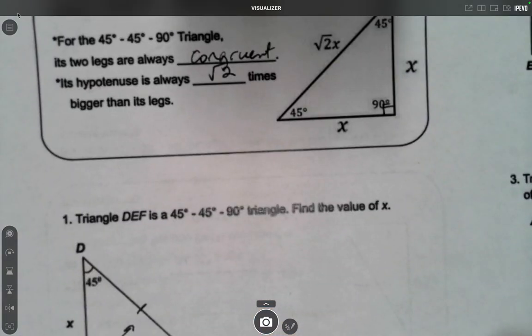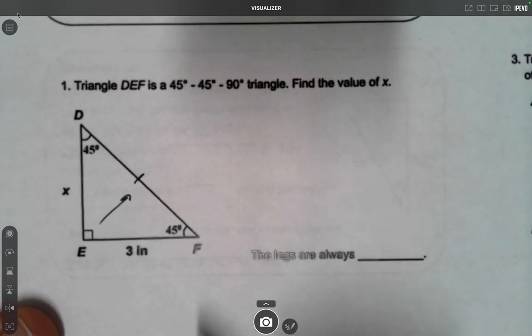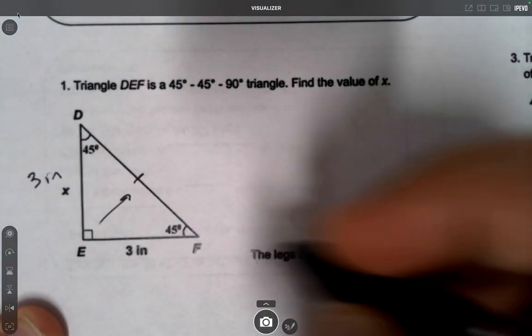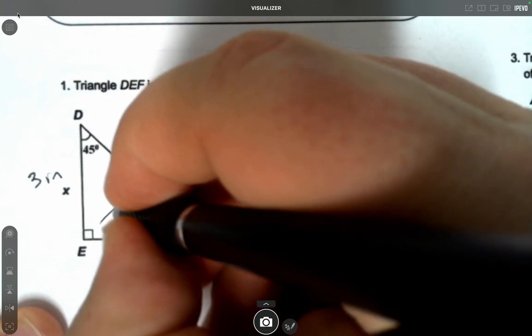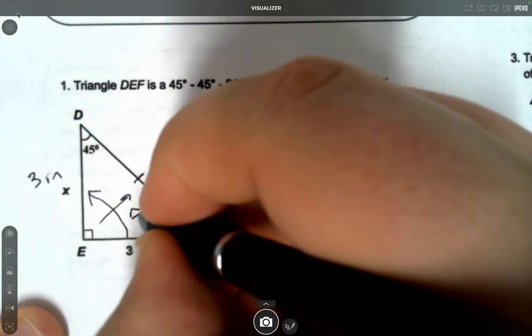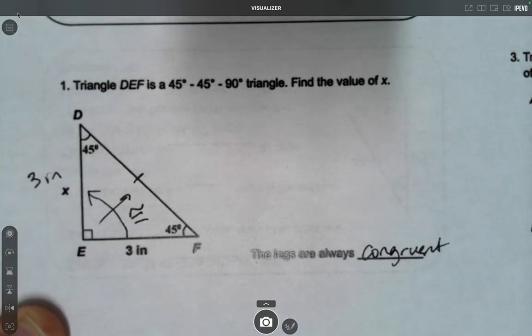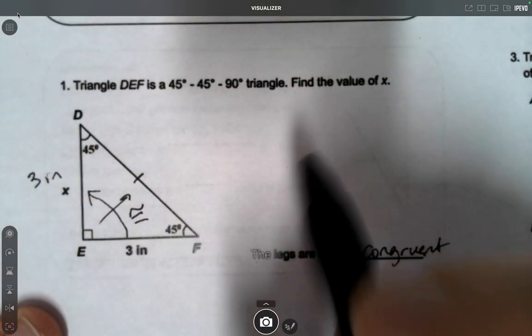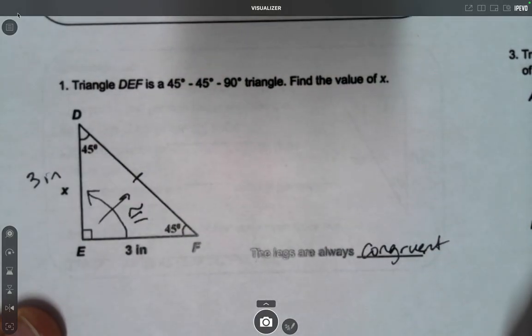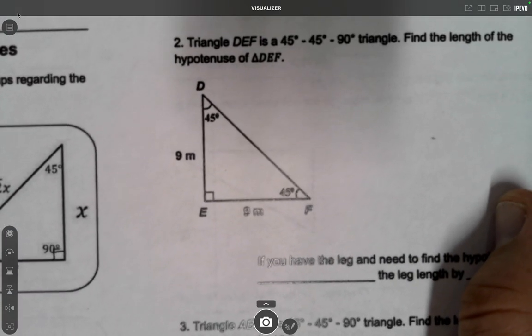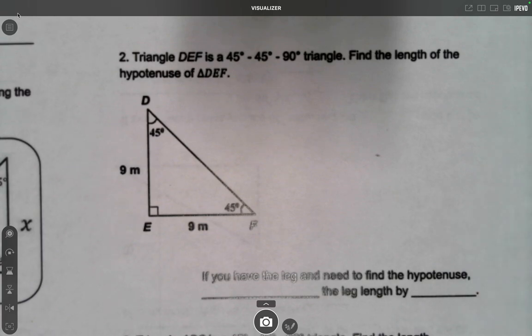And what we just learned is that the legs are always congruent. So that means if this side is 3 inches, this side is also 3 inches. So when you're moving from leg to leg, you know they are congruent. In the 45, 45, 90 triangle, the legs are always congruent.